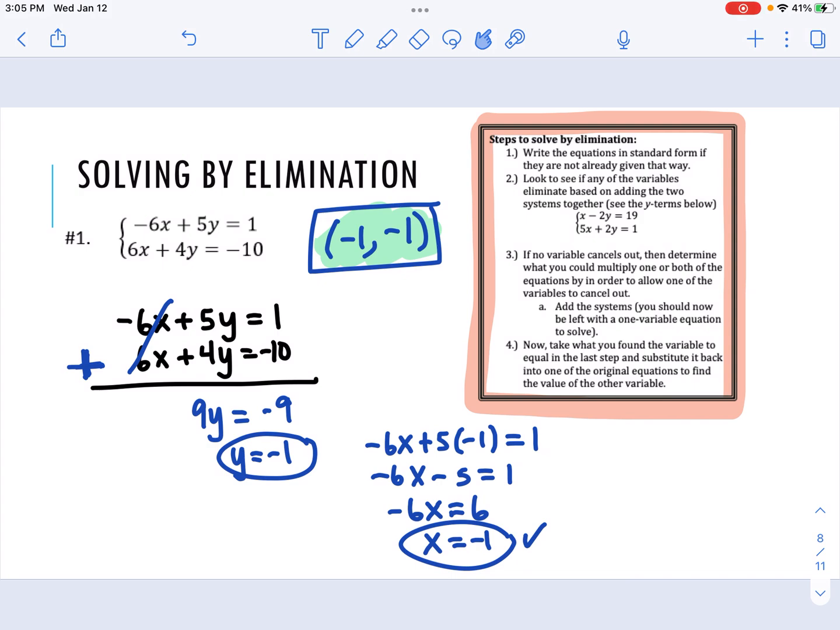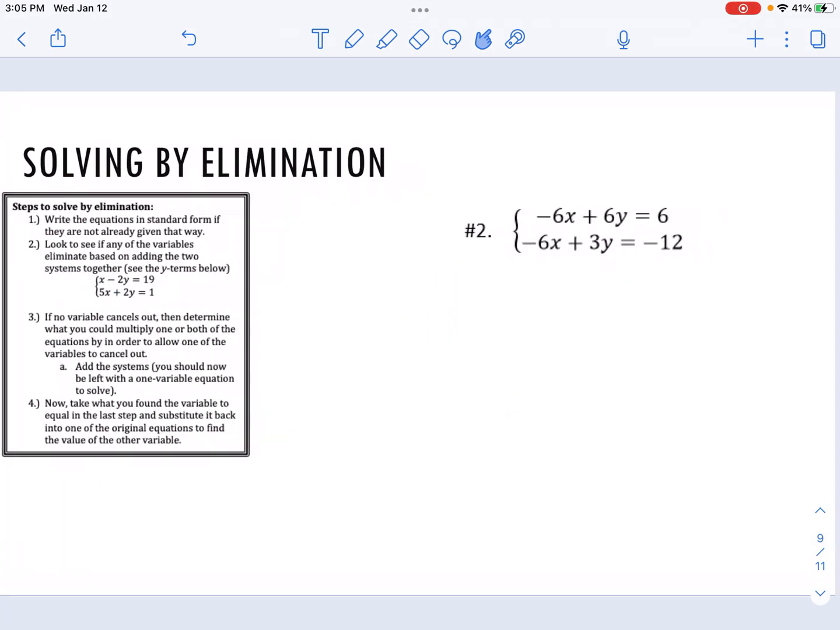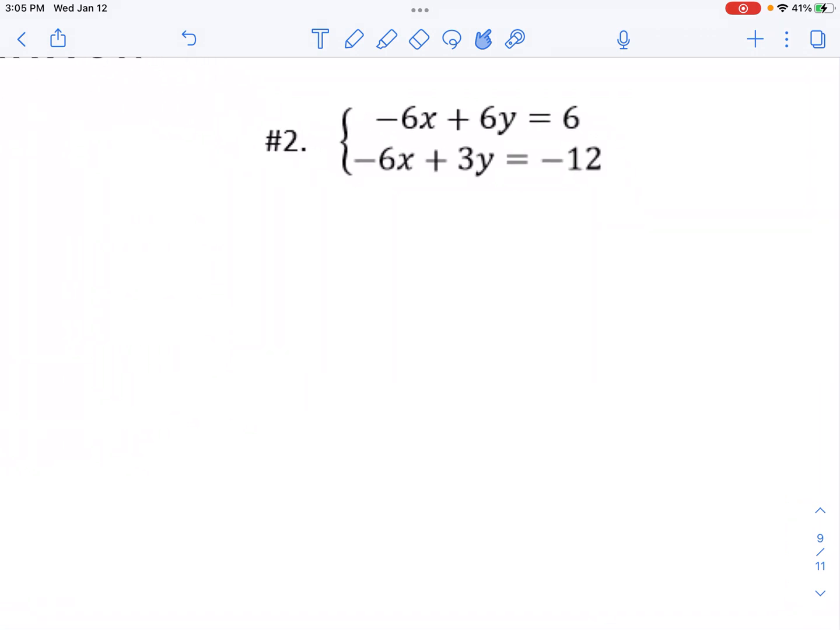So that was a little bit of an easier elimination. Let's look at it a little bit harder. So over here we have negative 6x plus 6y equals 6, negative 6x plus 3y equals negative 12.